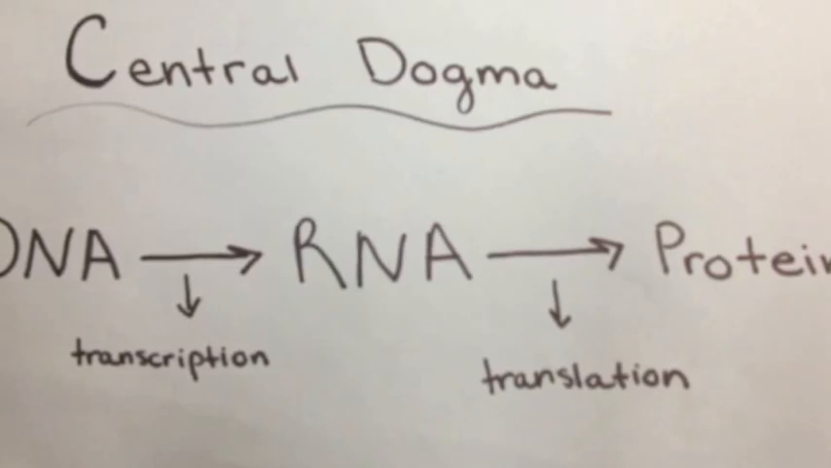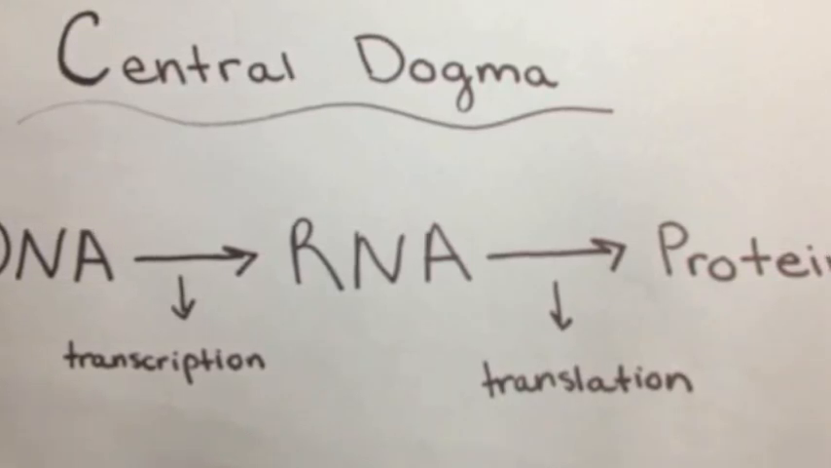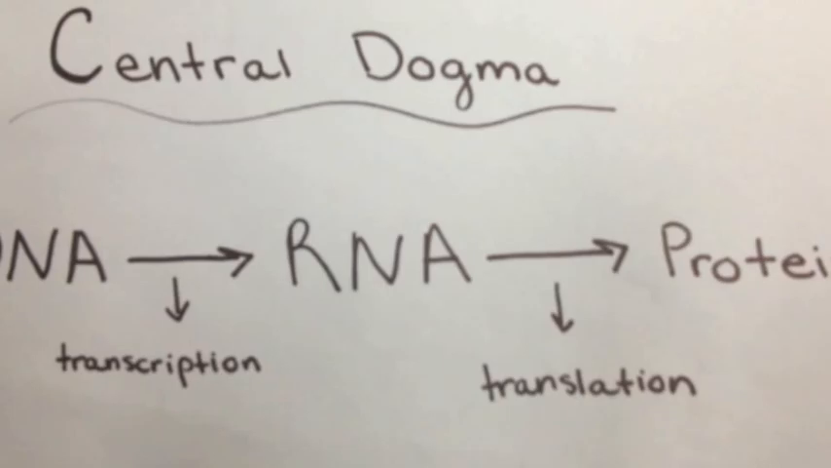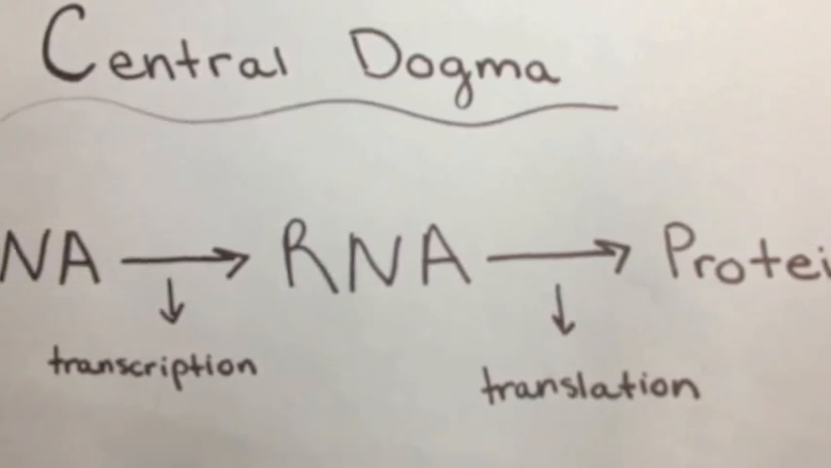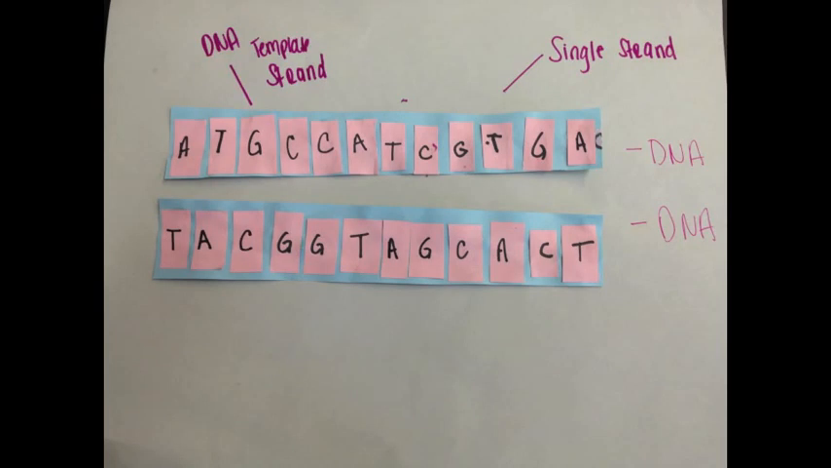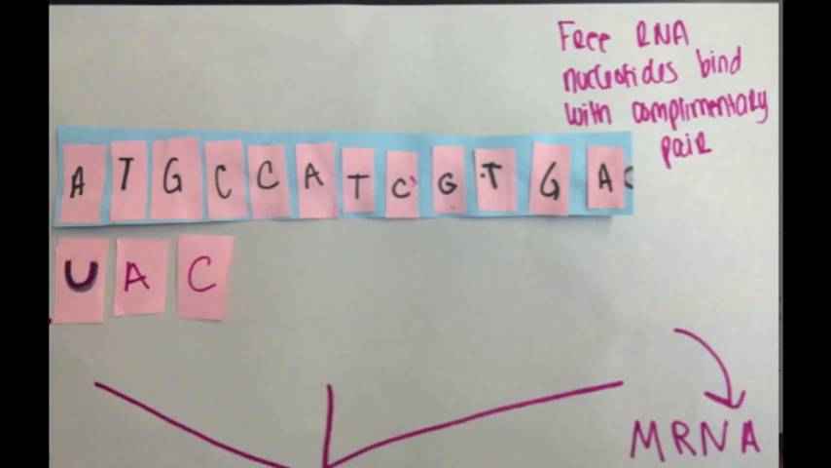This animation is displaying the central dogma, which is DNA to RNA transcription and RNA to protein translation. This slide shows a double-stranded DNA structure, a double helix. RNA polymerase synthesizes a sequence of RNA nucleotides along a DNA template strand.